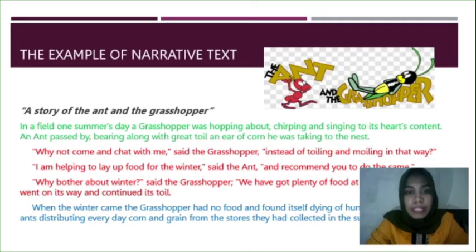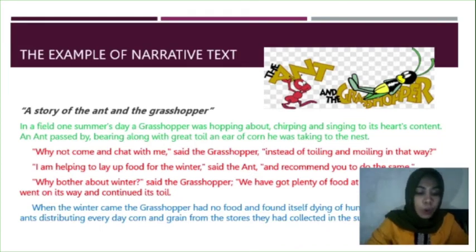"Why not come and chat with me?" said the grasshopper, "instead of toiling and moiling in that way." "I'm helping to lay up food for the winter," said the ant, "and recommend you do the same." "Why bother about winter?" said the grasshopper. "We have got plenty of food at present." But the ant went on its way and continued its toil. When the winter came, the grasshopper had no food and found itself dying of hunger, while it saw the ants distributing every day corn and grain from the stores they had collected in the summer.